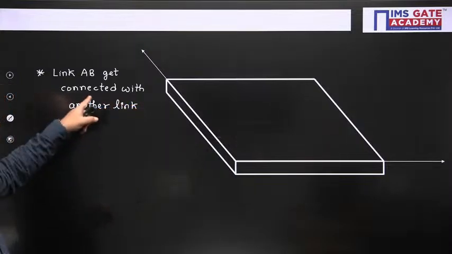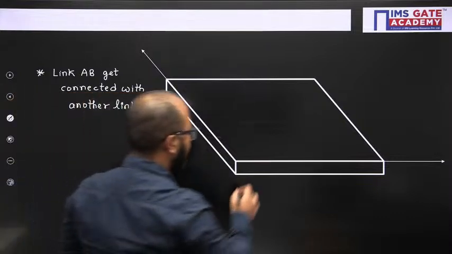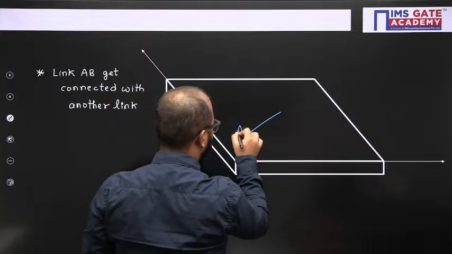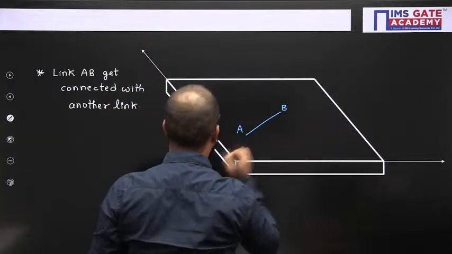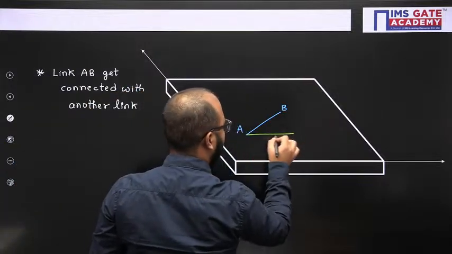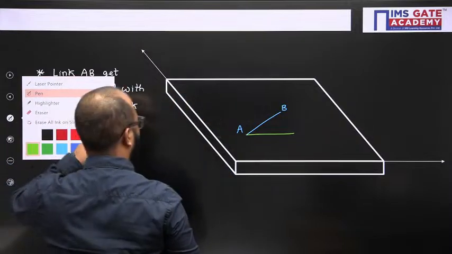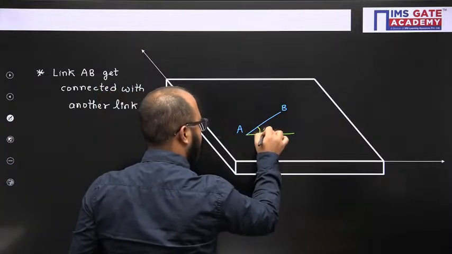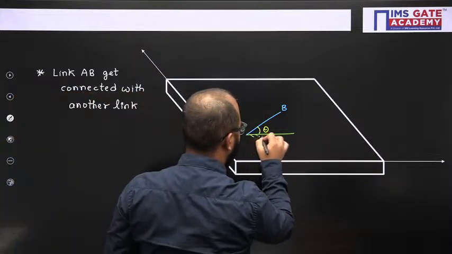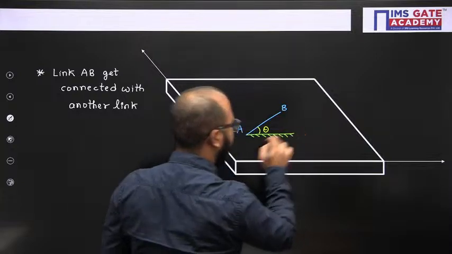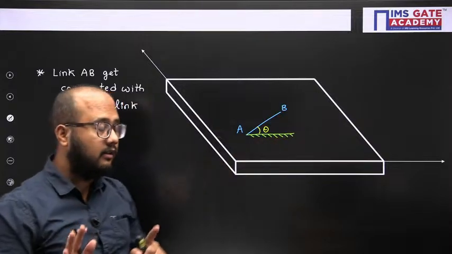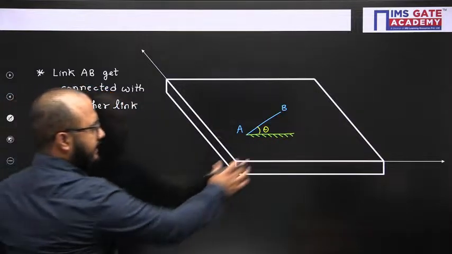Okay, link AB gets connected with another link. So initially AB was like this, and that AB link gets connected with another link, let's suppose, and this angle is theta. Now please understand this point very carefully. This is another link, in green color. With green color, I'm drawing another link.